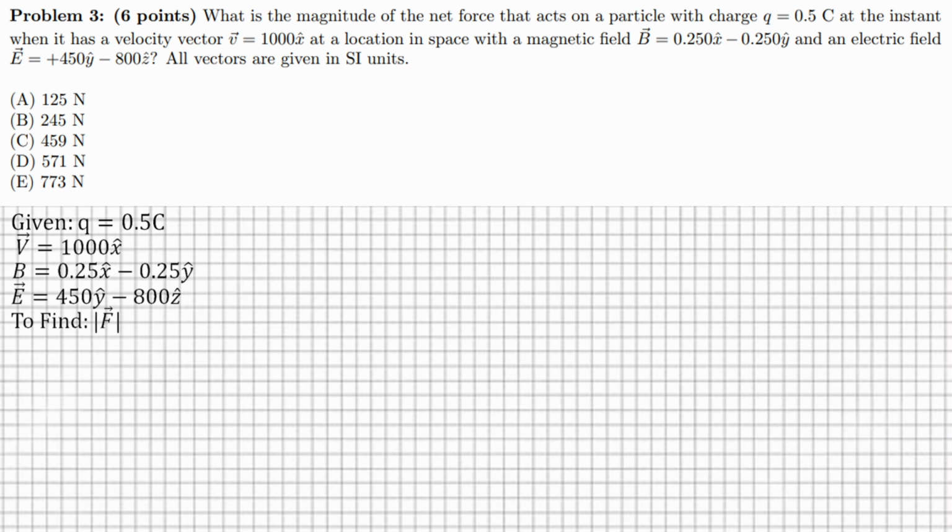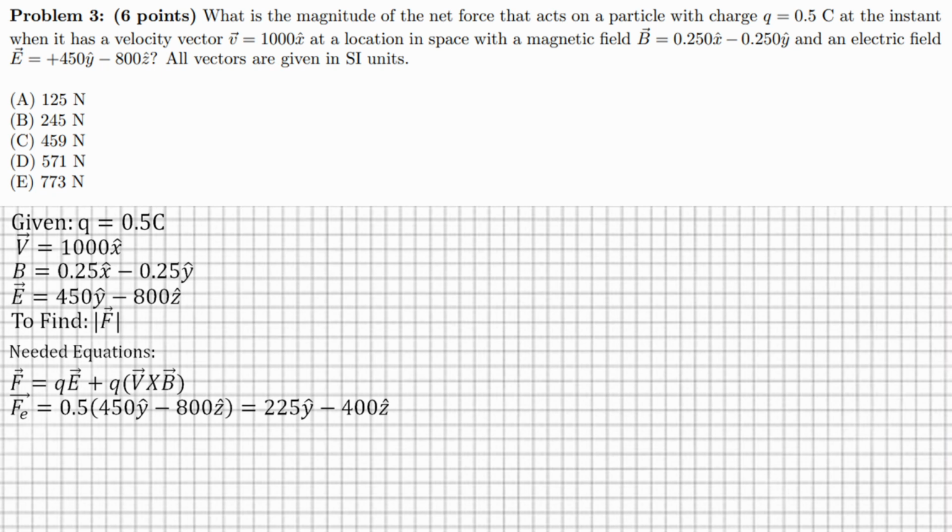We are required to find the magnitude of the force. The needed equations are here. We can see that the force is due to the electric field as well as the magnetic field. We calculate them individually. Force due to the electric field, we have the charge times the electric field, which is 0.5 times the bracket 450 y cap minus 800 z cap, and after we multiply, we get this.